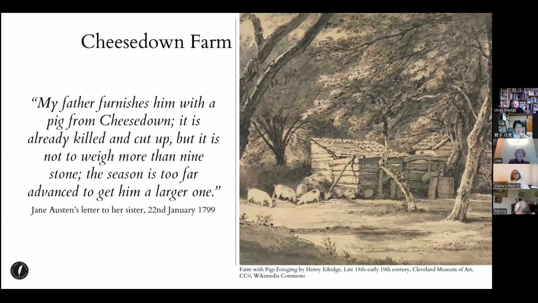On our trail, we also pass Cheesedown Farm, an area of about 200 acres farmed by Jane's father. Jane writes to her sister about a gift for their brother. "My father furnishes him with a pig from Cheesedown. It is already killed and cut up, but it is not to weigh more than 9 stone. The season is too far advanced to get him a larger one." It reminds us that Jane was well acquainted with the business of farming, and a farm needs farm workers. Jane Austen expert Deirdre Le Fay believes it's likely that the Littleworth family were the workforce at Cheesedown Farm.